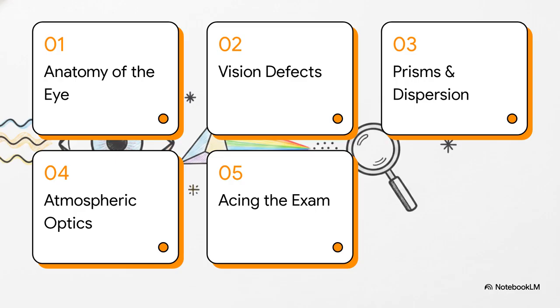All right, so here is our quick roadmap for today. Number 1, anatomy of the eye. 2, fixing vision defects. 3, prisms and dispersion. 4, atmospheric optical phenomena. And finally, number 5, acing the board exam.